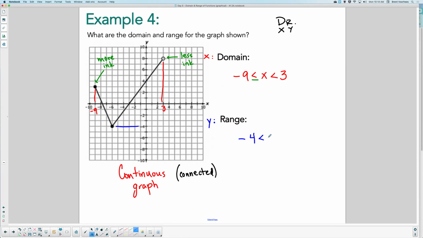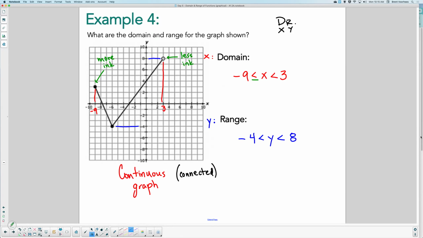Remember, we'll always do these symbols, just this time with a Y in the middle. That's read as less than Y, less than. Now, what's the highest point on the entire graph? You go bottom to top. What's the top point in the entire graph? Is this one it? 8. The top point is 8.